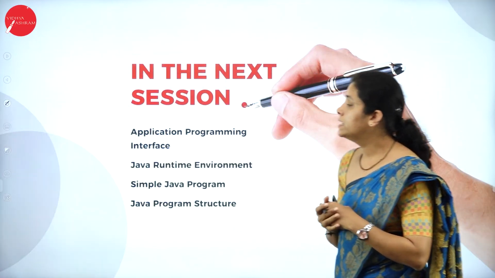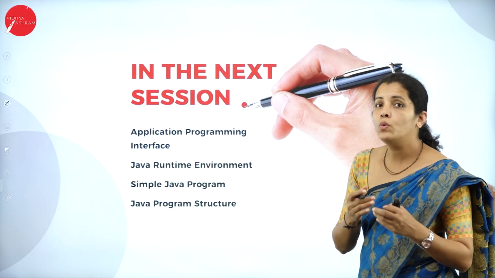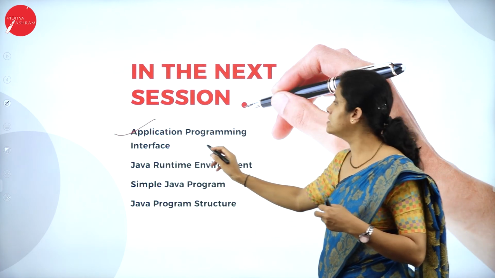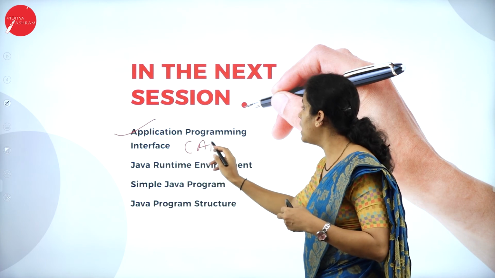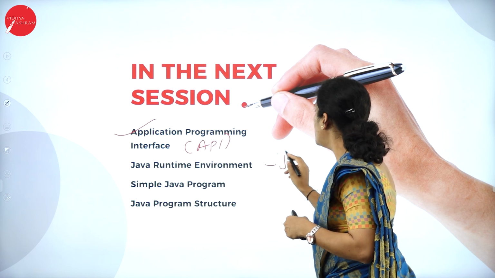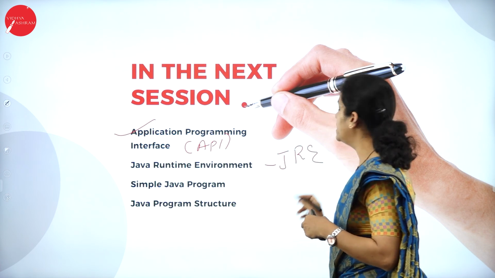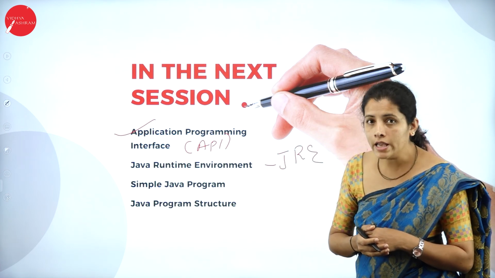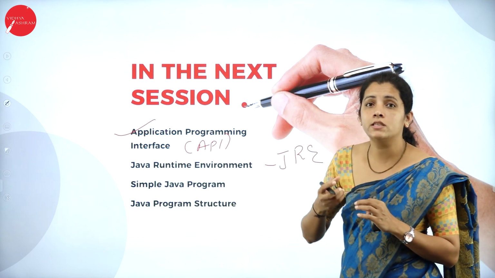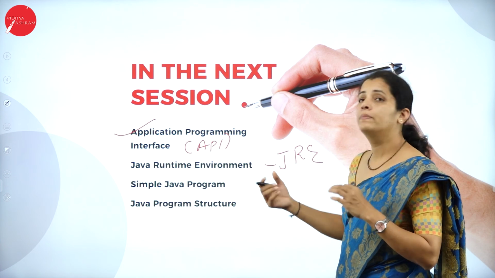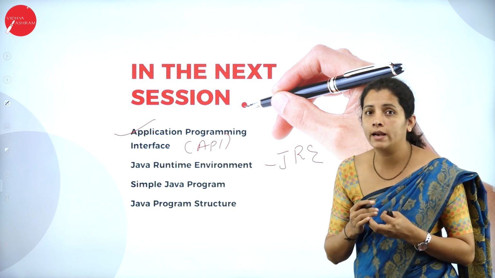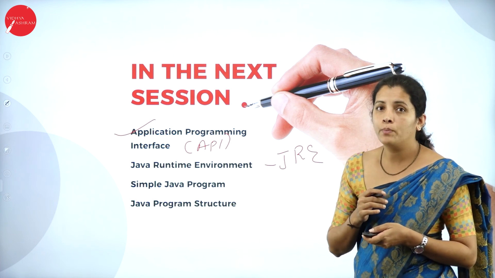Dear student, in my next session, we are going to deal with the application programming interface, that is API. Then we are going to deal with the Java runtime environment, that is JRE. Then we are going to deal with how to write a simple Java program and what structure I need to follow while writing the Java program.